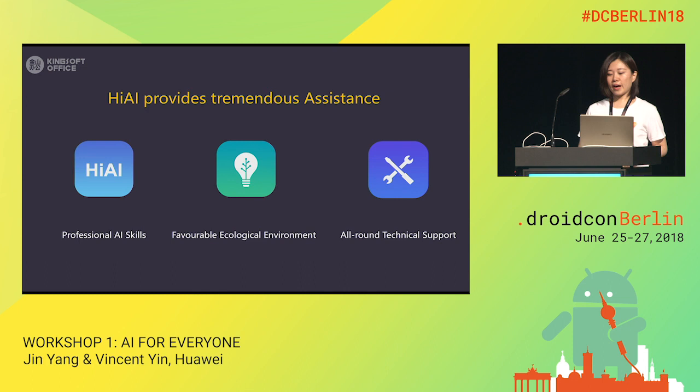We think that AI and machine learning will explore and unlock many interesting areas. We must keep learning and get ready for the upcoming challenges. That is why we cooperate with HUAWEI. During our cooperation, HiAI helped us a lot with its professional AI skills. It builds a favorable ecological environment for developers and provides all-round technical support. HiAI will bring the power of AI and machine learning into your application.